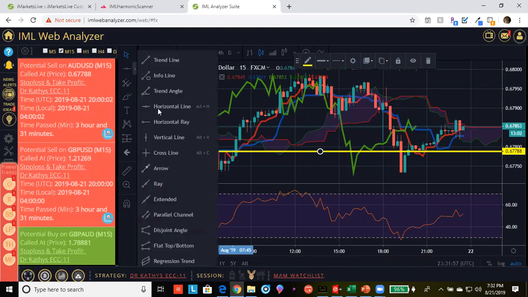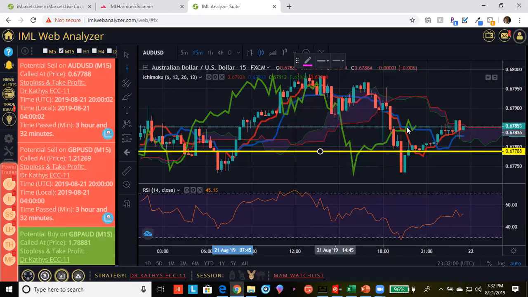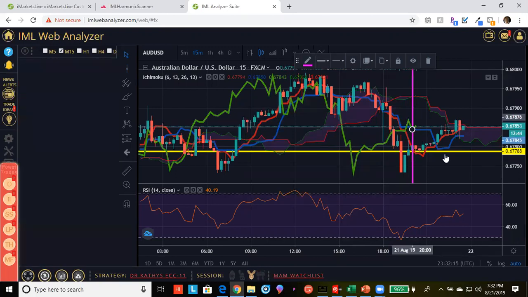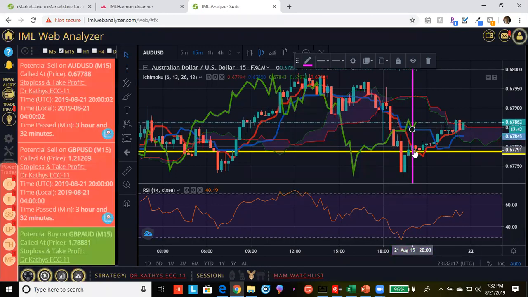Another thing I do is also put my vertical line down so I can know what time it was actually caught. So I drop it down, and I'm looking at the time right here where it says UTC. That UTC time is what I'm putting down. It says 20, so I'm going to go to the 20 mark. There we go, right here. So it was caught right here.